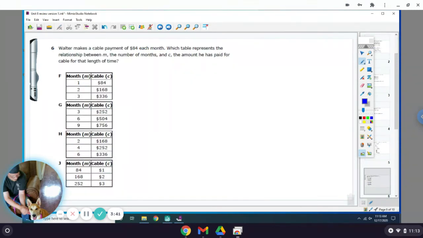Okay, Walter makes a cable payment of $84 each month. Remember, each month means to multiply. Which table represents the relationship? So at 1 month, it should be 84. So I'm going to make my own table. X is the months. Y is cost. Y is always cost.